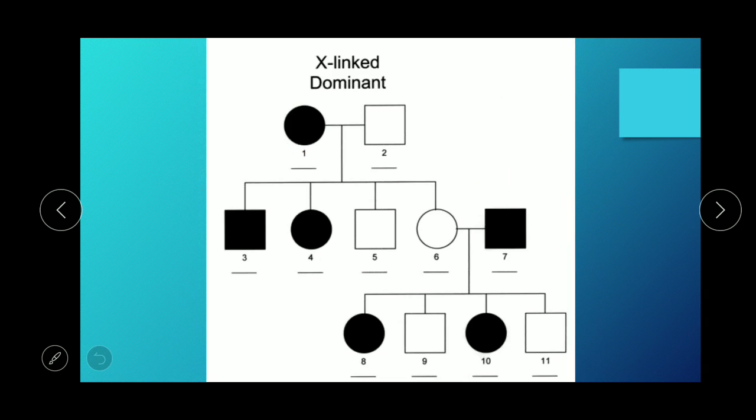So again you can see this is X linked dominant. X linked dominant means if they have only one allele, the trait will be shown. So here also you can track the inheritance pattern.